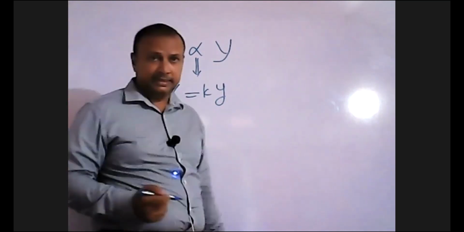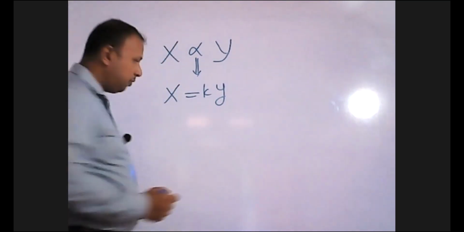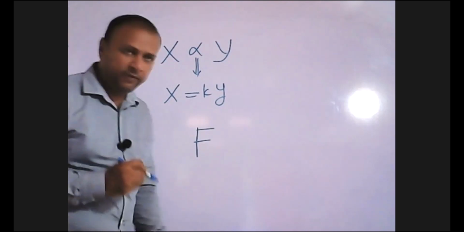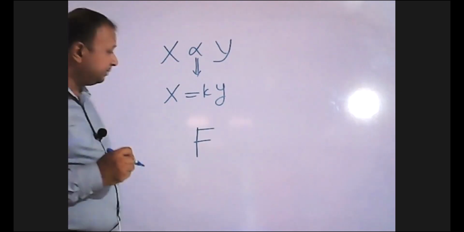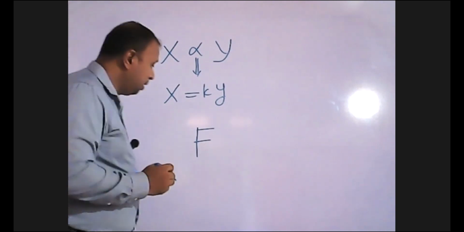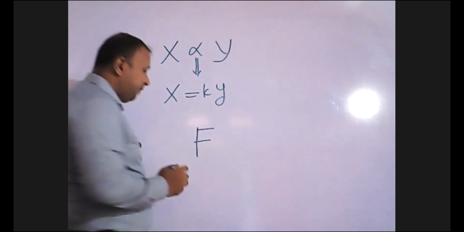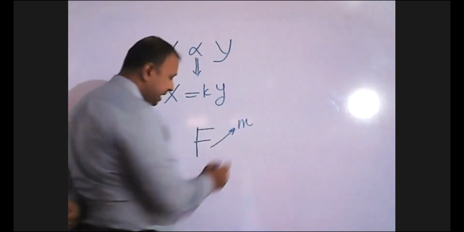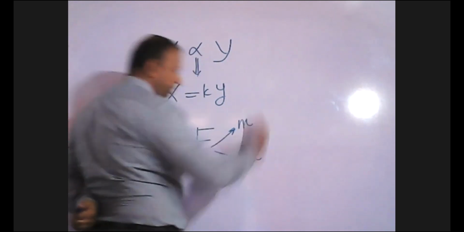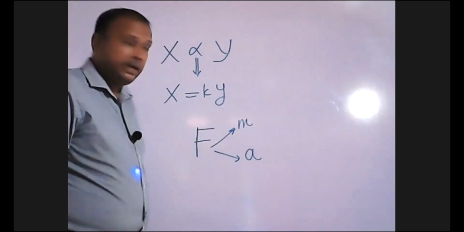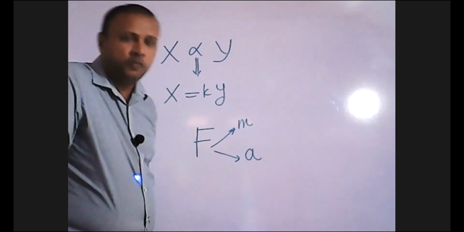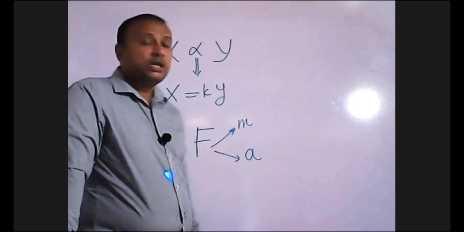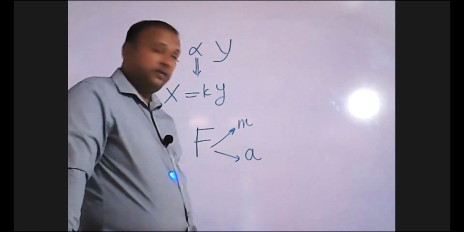As an example, suppose we are given the physical quantity force. It is given that F is directly proportional to m, that's mass, and directly proportional to acceleration. It is given F directly proportional to mass and directly proportional to a. So we are asked to build a relationship between these three physical quantities.